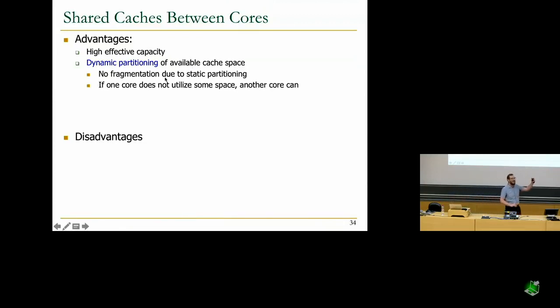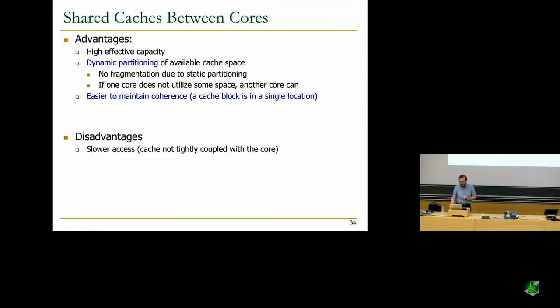If one core doesn't utilize its cache space, that's okay. Some other core will take it, right? Because you have everything shared. You don't have 4 1 megabyte caches. You have a 4 megabyte cache. Okay. And it's easier to maintain coherence because a cache block is in a single location. It's not replicated across caches. We've already discussed this briefly. I'll give you the concrete problem again.